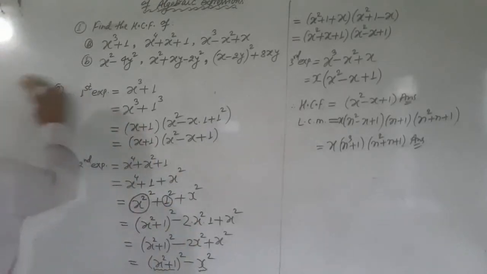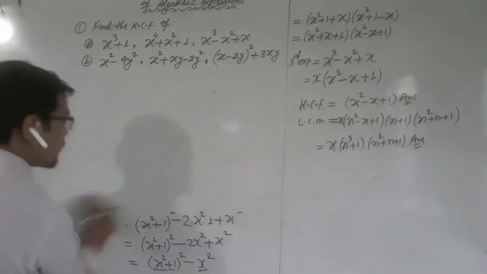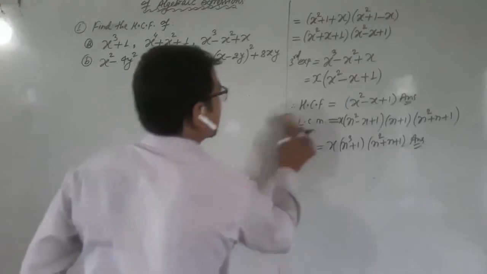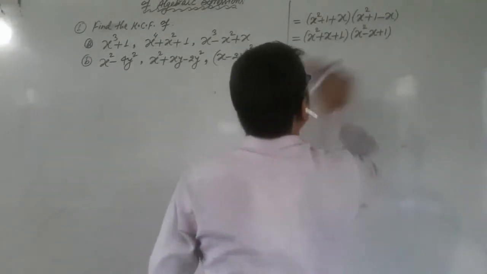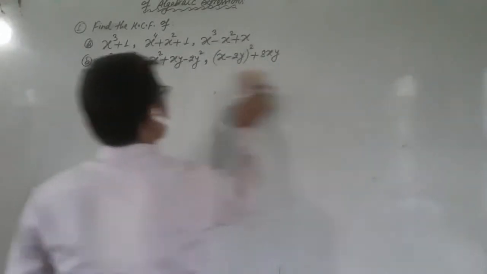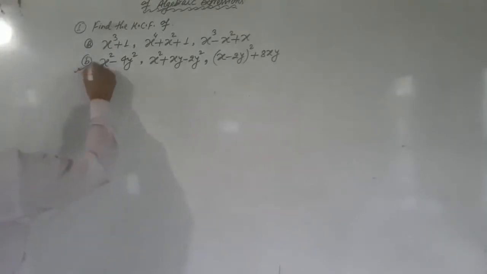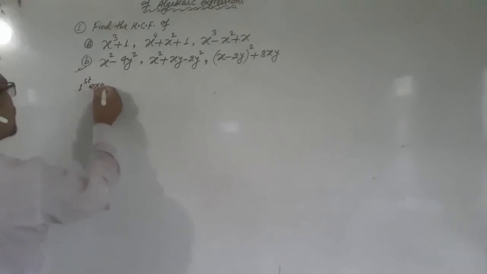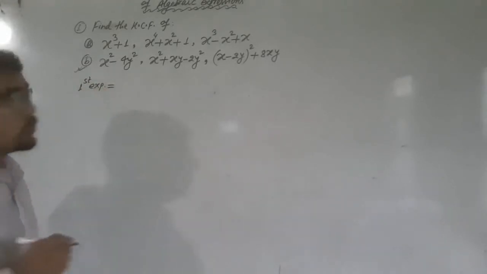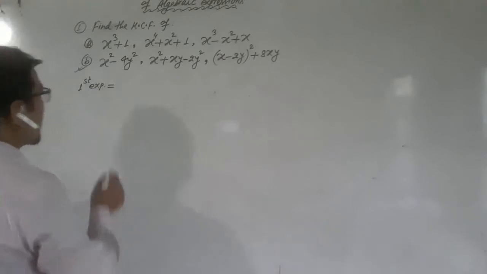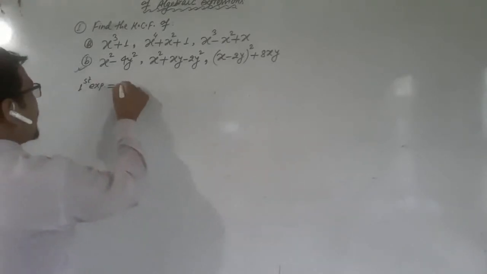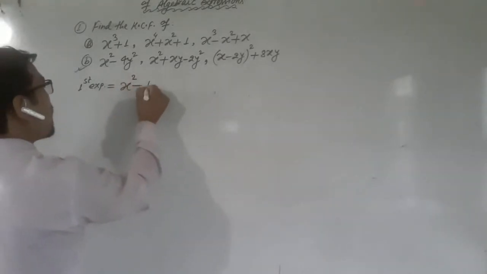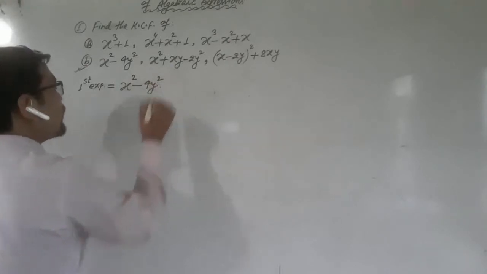B number, look here. Question number B. For the B number, look here. We have to factorize the first expression first. First expression is equal to, everybody, you learned the factorization, okay? How to factorize it? a square minus b square we can apply here. In which form is the given expression? So we have to check.